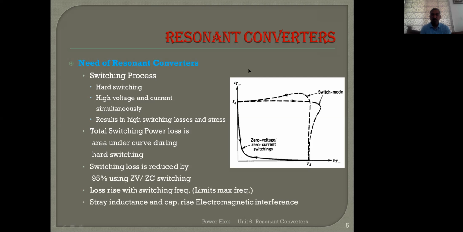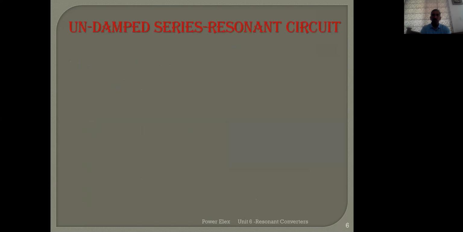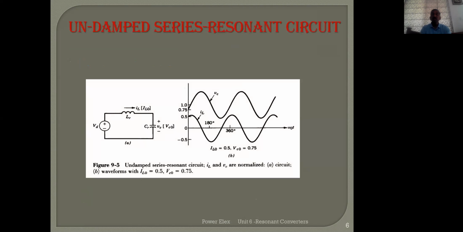And as hard switching losses rise with the switching frequency, it limits the maximum operating frequency. And the stray inductances and capacitances also rise. This is what we discussed. But what is a resonant circuit? Typically we start with a series resonance circuit, which is quite easy to understand.